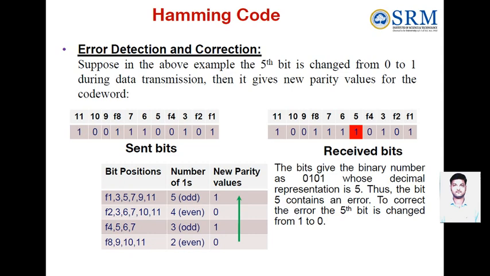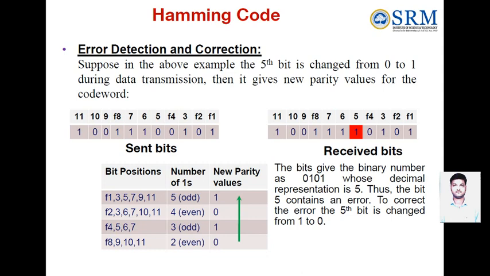Now if we go in the bottom up manner, that is from F8 towards F1, we will see the value is 0101. The decimal equivalent of 0101 equals 4 plus 1, 5. So at the fifth position error has happened. The fifth position is now 1, so it should be 0. So this way we can make an error correction using Hamming code.